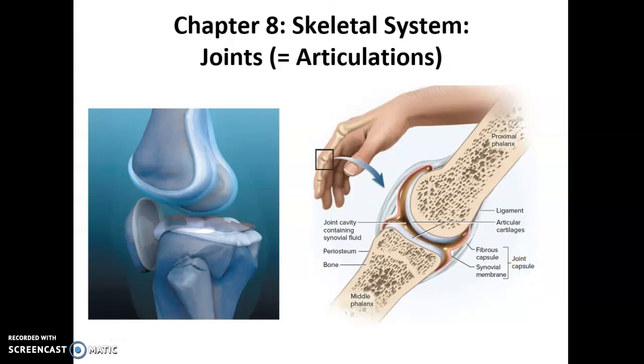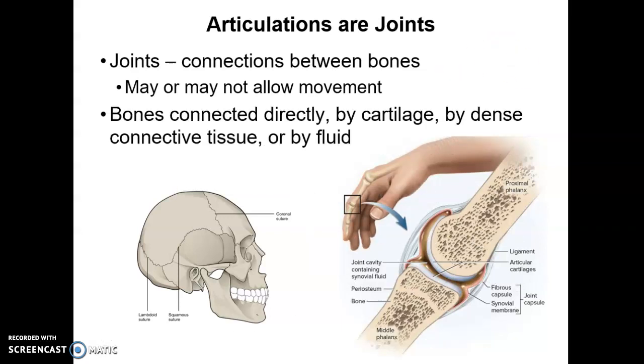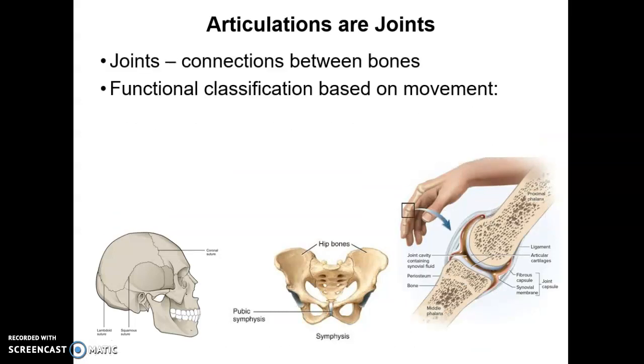Chapter 8, Articulations, which means joints. So a joint is a connection between bones. The joint may or may not be movable, and bones are connected directly either by cartilage or by dense connective tissue, or there may be fluid between them in the joint, like in a synovial joint, as we'll see in this chapter. So again, connections between bones are joints or articulations, either term.